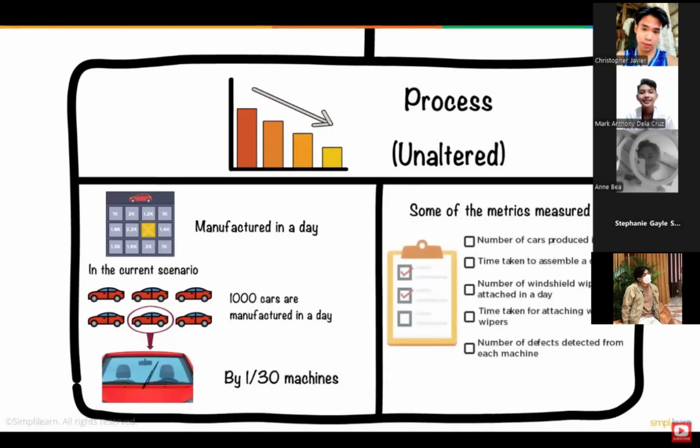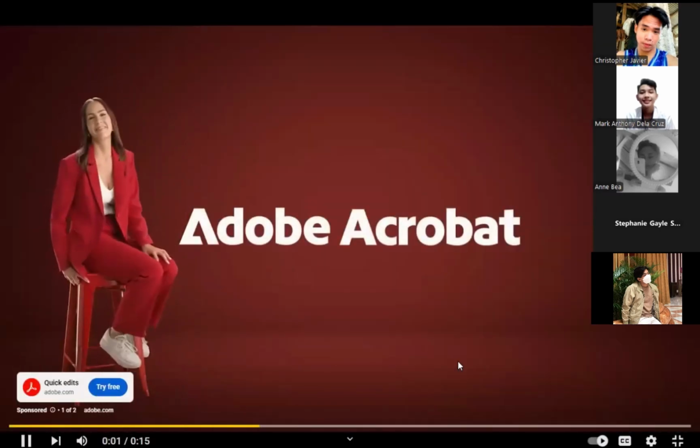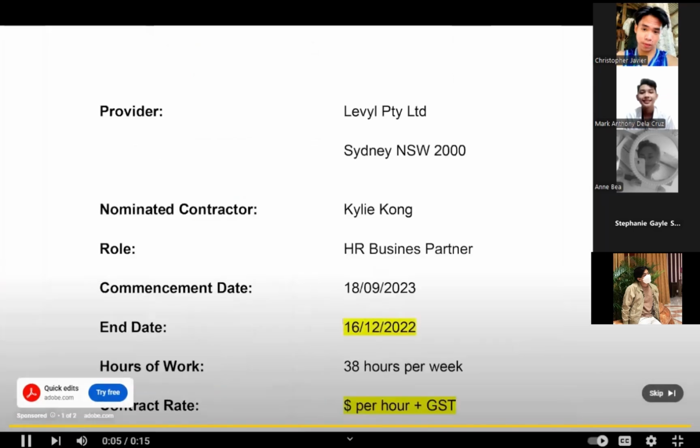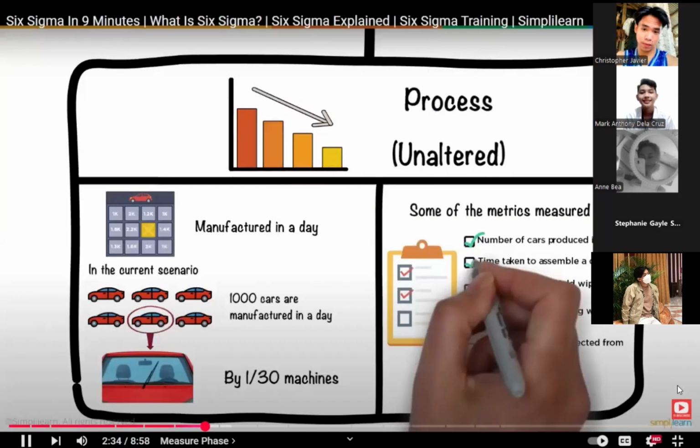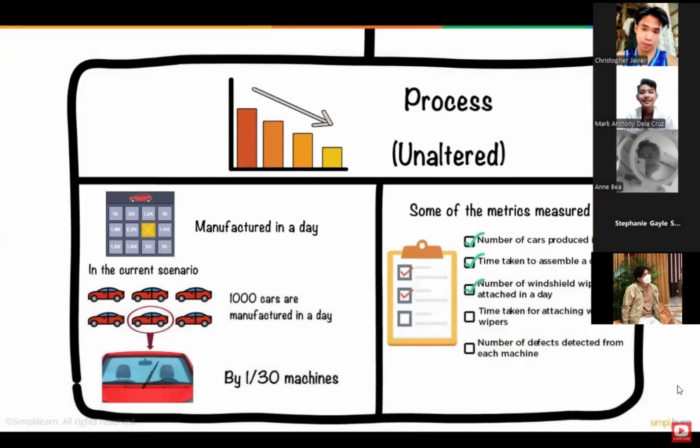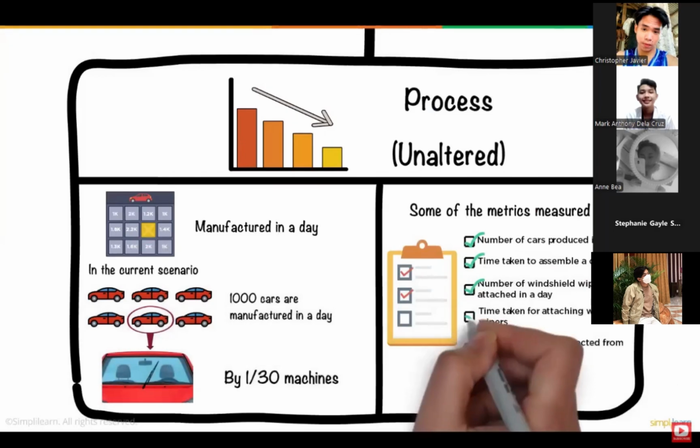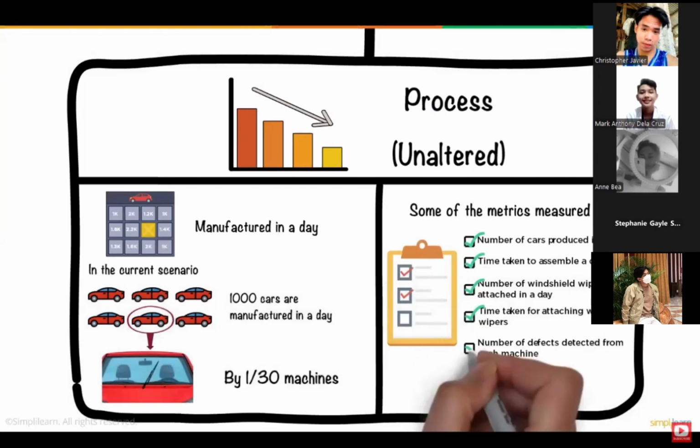Some of the metrics measured are how many cars are produced in a day, time taken to assemble a car, how many windshield wipers were attached in a day, the time it takes to do so, defects detected from each machine on assembly completion, and so on.